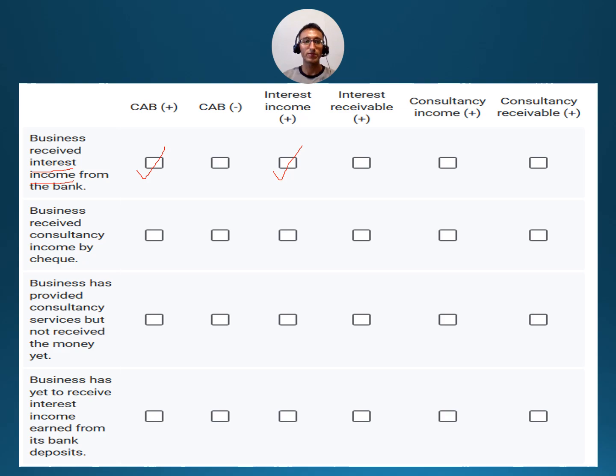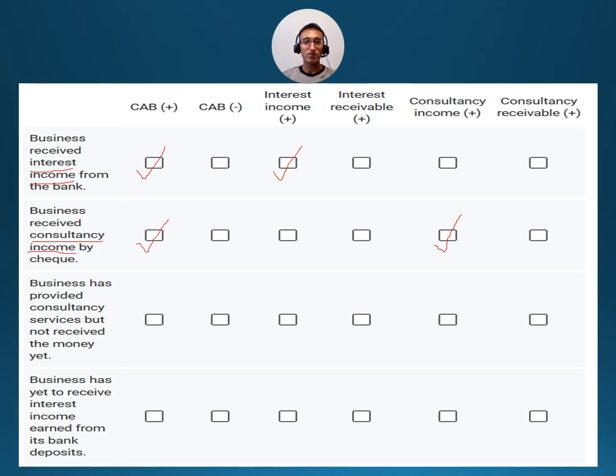Next example, business received consultancy income. This is another form of earnings where the business has done some form of work or service for another person and the business would have more earnings in this case. Take note that when it comes to income, these are earnings made by the business. Again, this earning comes in the form of a check which will increase the business's bank account. Therefore, cash at bank increases.